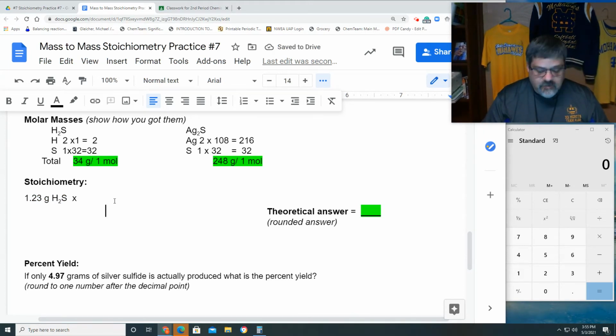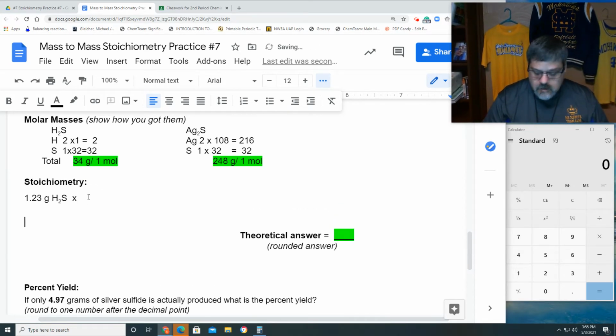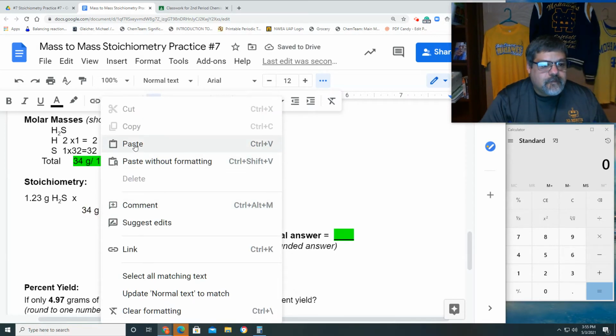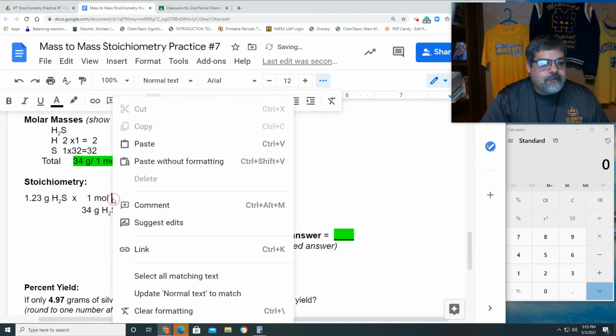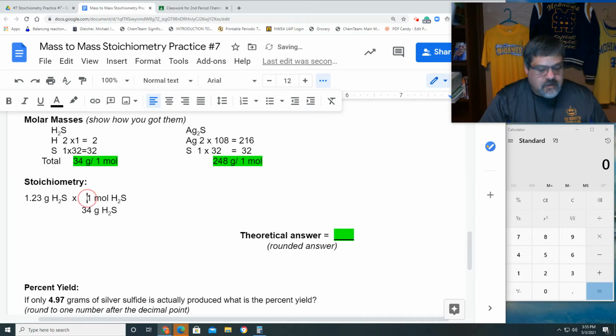And I like to do the bottom first. We're going to do the bottom by going ahead and tapping over, and we're going to have grams of hydrogen sulfide. Well, what's associated with grams of hydrogen sulfide? That's the molar mass. So we're going to put this number right here down here. So we're going to put in 34 grams of hydrogen sulfide. Now that's going to equal how many moles? Well, we know that it equals 1 mole of hydrogen sulfide. Okay, so now we have that.